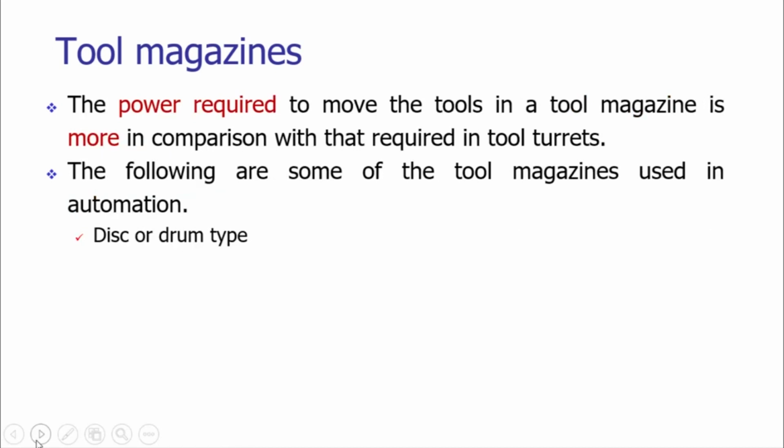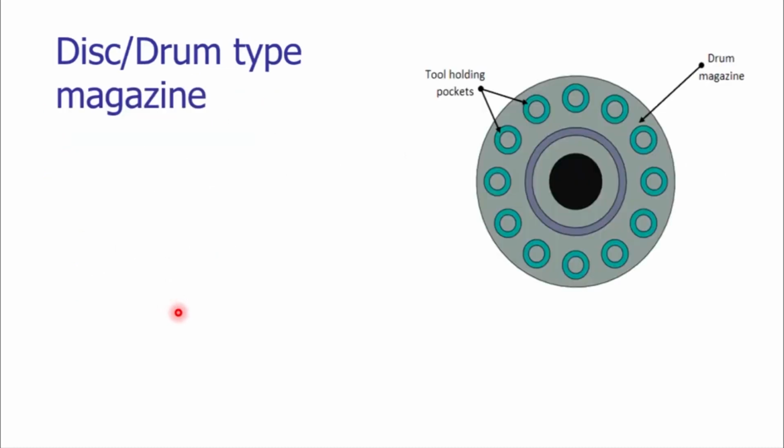Of course, the energy or power required to move the tools in a tool magazine is more than in the tool turret. Since the size of the tool turret is small, naturally the power requirement would be less. There are various types of tool magazines being used in the industry: disc and drum type, chain type, rack type. Let us look at the first type of magazine, that is the disc or drum type magazine.